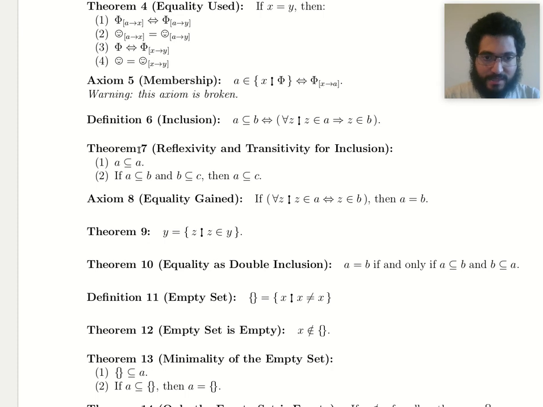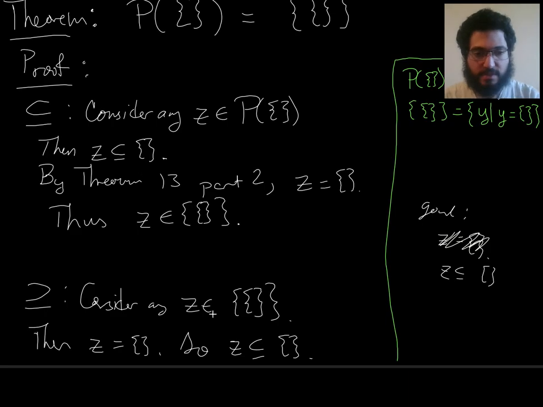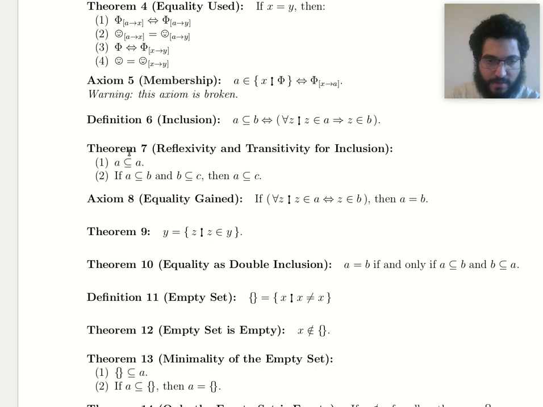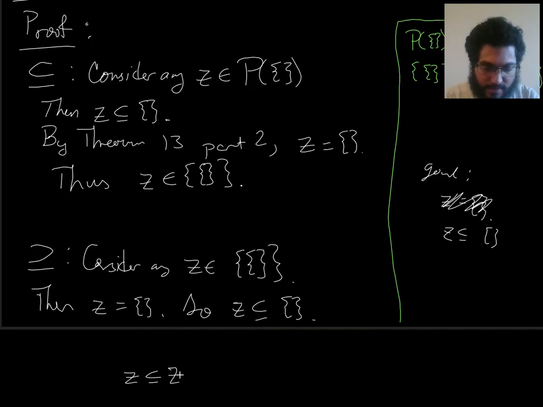So I think that it comes from Theorem 7, Part 1, reflexivity. Things are subsets of themselves. Everything is a subset of itself. So by Theorem 7, Part 1, z is a subset of itself. If z equals the empty set, then by axiom 2, I can take that statement and replace the z by something that it's equal to, which is the empty set. So that's one way to get there.